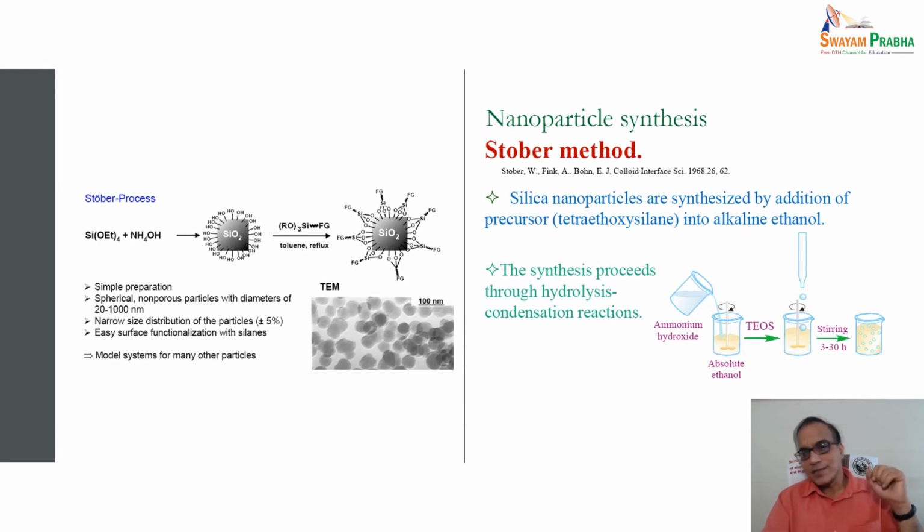Now moving to the nanoparticle synthesis. The very pioneer study was in 1968 by Stober, in which silica nanoparticles were synthesized by the addition of the precursor tetraethoxysilane into alkaline ethanol. The synthesis proceeds through hydrolysis and condensation reactions. Ammonium hydroxide is added to absolute ethanol, and with stirring for 3 to 30 hours, the nanoparticles are achieved. This Stober process is very popular in nanoparticle research. It provides a very simple preparation method, and spherical non-porous particles of diameter ranging from 20 to 100 nanometers can be achieved. The size distribution is narrow, polydispersity is very good, and uniformity is very good. Easy surface functionalization can be done with silanes.